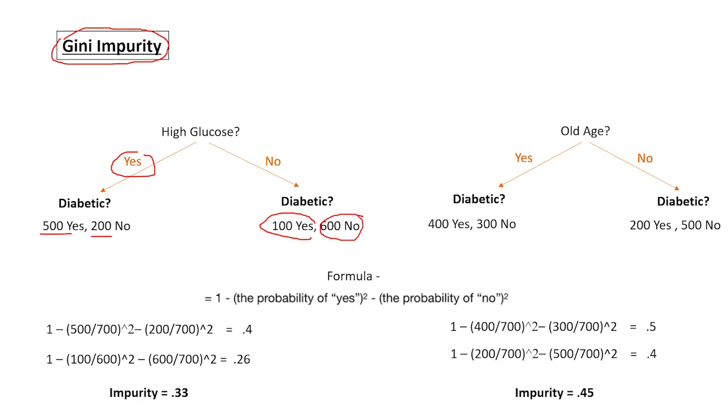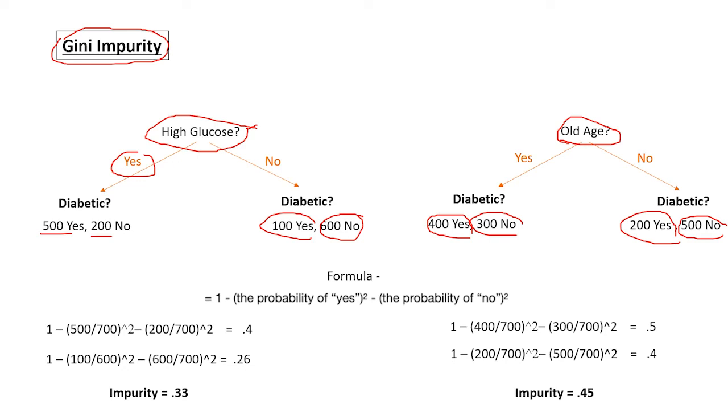Now let's suppose 700 persons with old age came. 400 of them were found to be diabetic and 300 were not. And 700 young people came, 200 of them were found to be diabetic and 500 were not. So which one should be used as the feature for the root node on top, high glucose or old age? This is determined by Gini impurity.